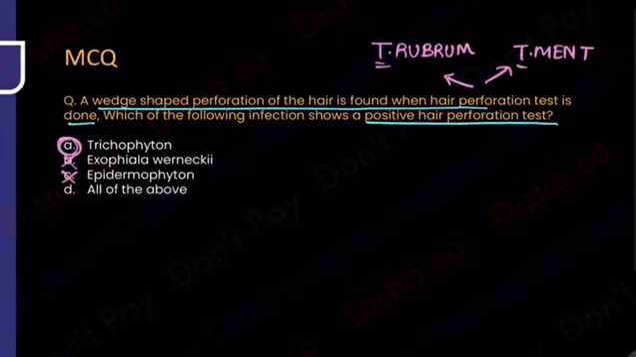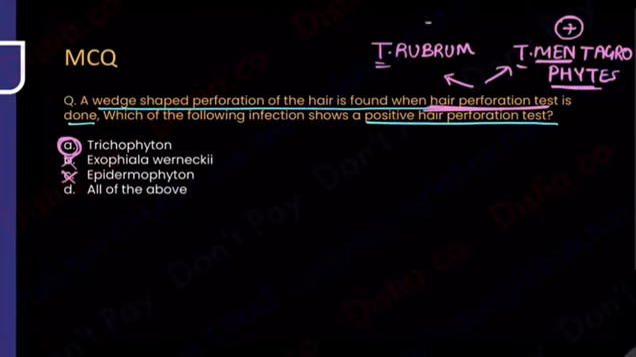Trichophyton is there, and which of them was showing you a positive hair perforation test? You remember the mnemonic? So when we wrote Trichophyton mentagrophytes, what had we learned? We had said men are fighting and they are going to tear apart each other, right? So perforation is going to be done by men fighting. So the positive hair perforation test was by mentagrophytes and rubrum was showing you negative. So over here there is no such option, only Trichophyton is written, so I'll select that.